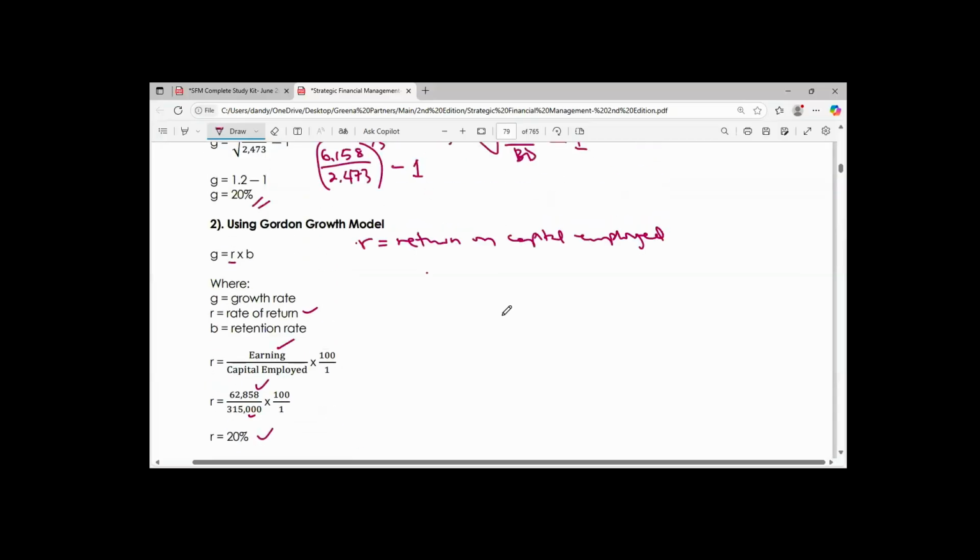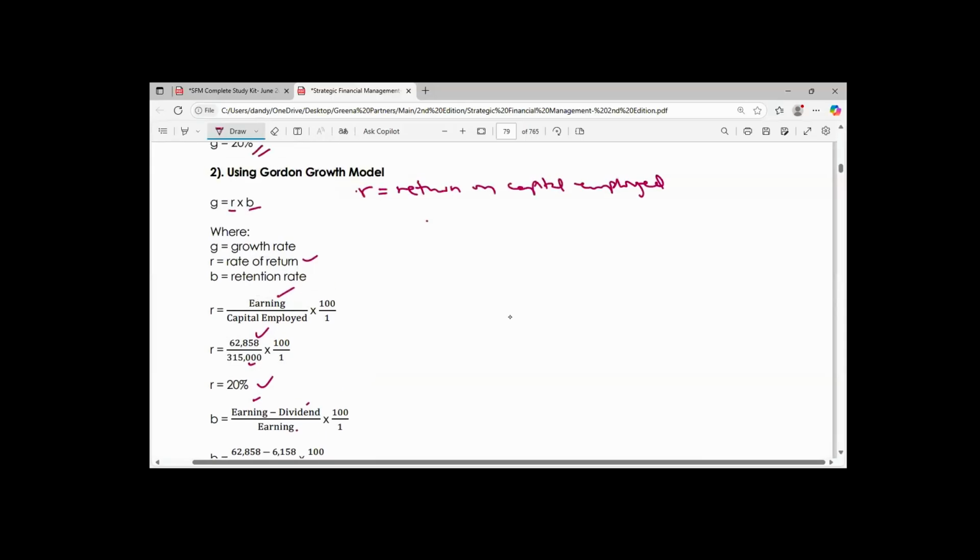The next thing we want to do is to calculate the retention rate. Retention rate is earnings minus dividend, divided by earnings. So put it in the formula: earnings of 62,858 minus dividend of 6,158. When you divide, you get 90%. So return on capital employed multiplied by the retention rate will give us 18%. So the growth rate using the Gordon growth model is 18%.